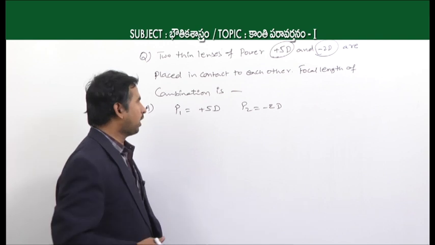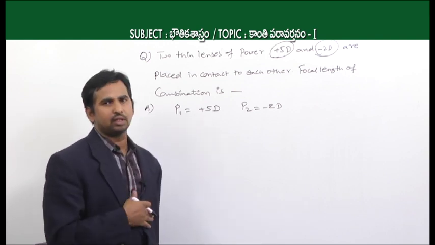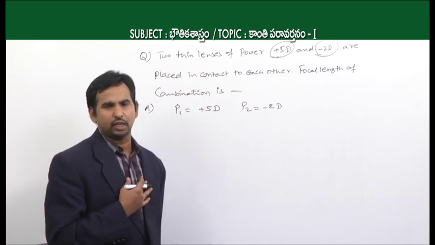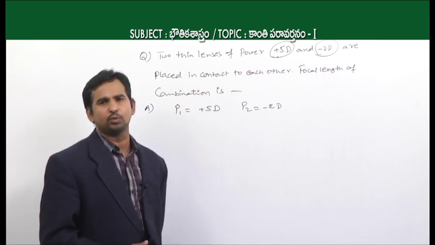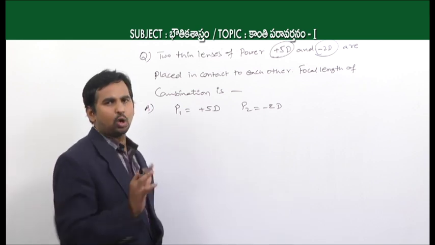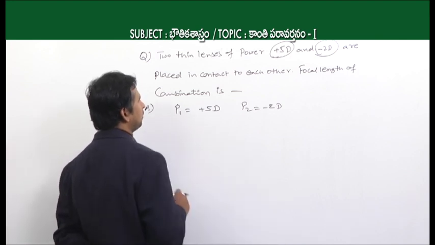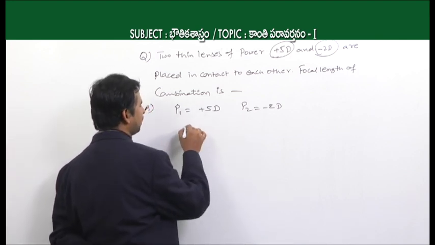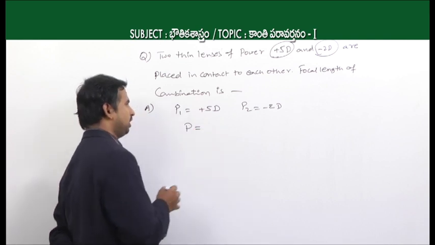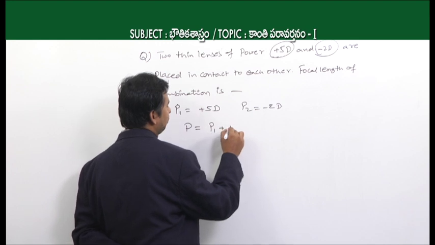Now these two lenses are combined, so we have to find the final focal length of the combination. We know that power is the reciprocal of the focal length, or focal length is the reciprocal of the power. At first, we have to find the power of the combination. As these two lens powers are given, directly we can find the total power of the combination: P is equal to P1 plus P2.